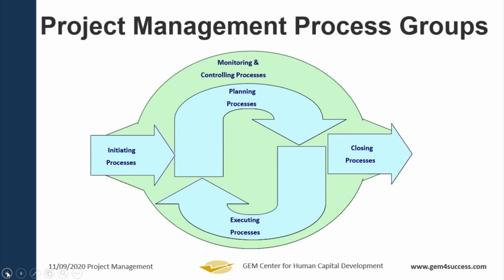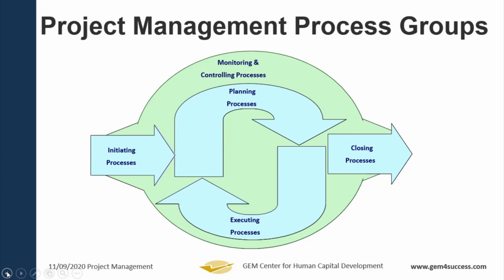So each of these is a group of processes. They are called process groups. You have the initiating process group, which consists of processes carried out when initiating. We have the planning process group that consists of processes when you are planning. The executing process group consists of processes when you are executing. The monitoring and controlling process group consists of processes when you are monitoring and controlling. And then you have your closing process group that consists of processes that you carry out when you are closing the project. Now let's look at this chart.